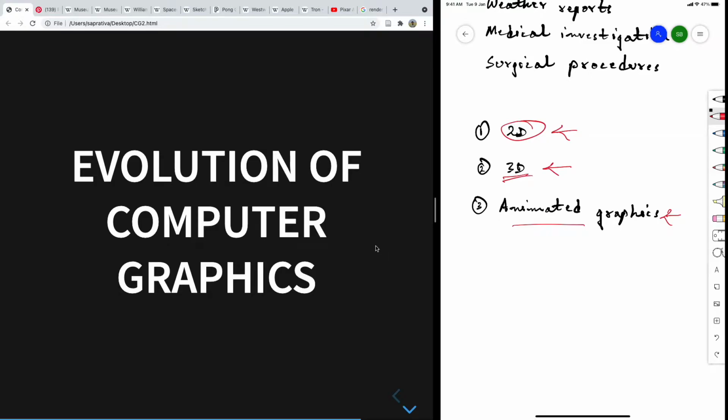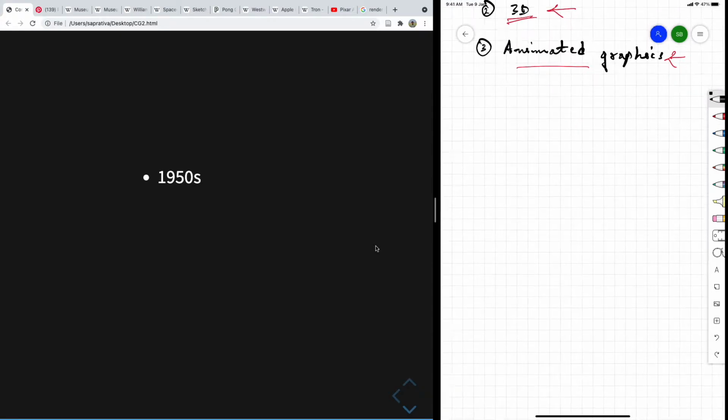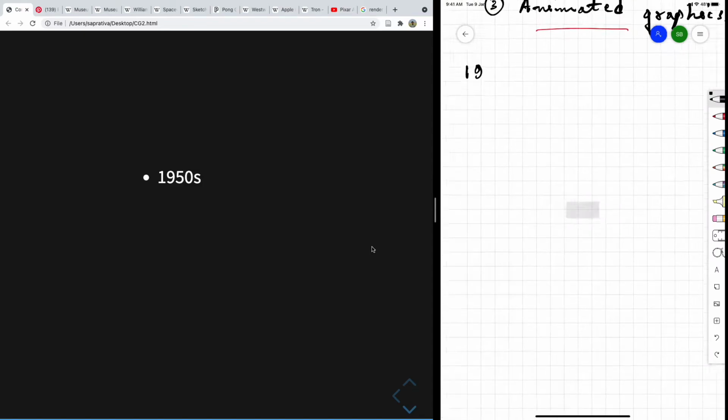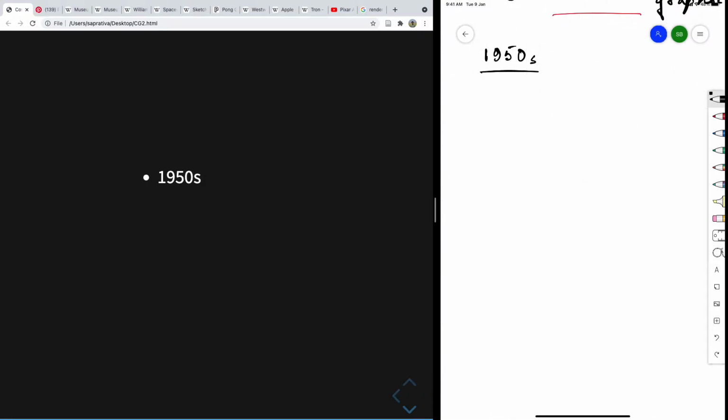Now let us move on to the next topic, which is the evolution of computer graphics. So in this evolution we will talk decade wise. From the starting of computer graphics we will go in ascending manner. So let us start with the 1950s. What happened in the 1950s?